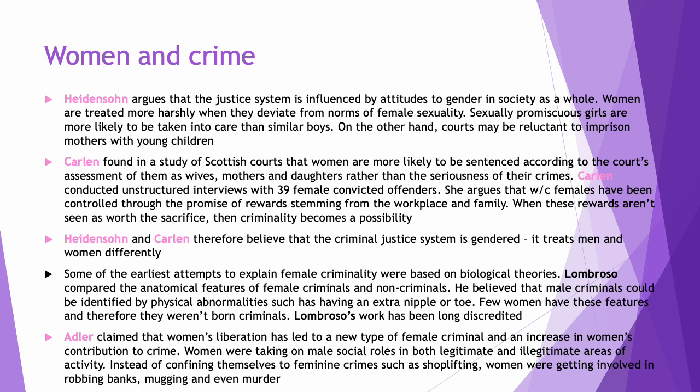Carlin conducted unstructured interviews with 39 female convicted offenders. She argues that working-class females have been controlled through the promise of rewards stemming from the workplace and family. When these rewards aren't seen as worth the sacrifice, then criminality becomes a possibility. Hydenson and Carlin therefore believe that the criminal justice system is gendered. It treats men and women differently.